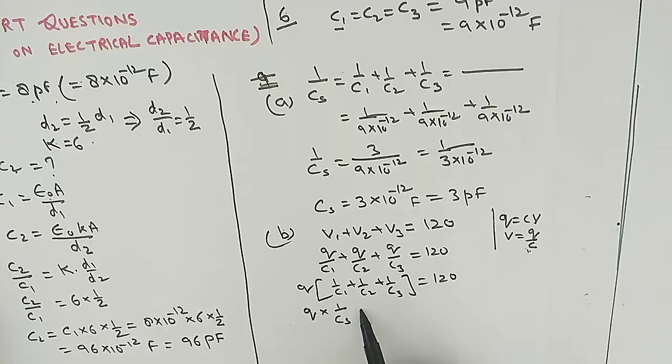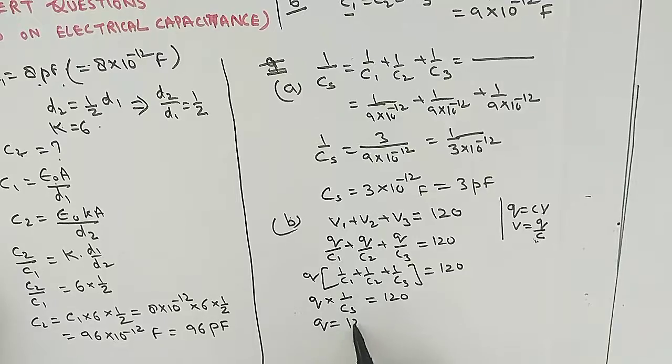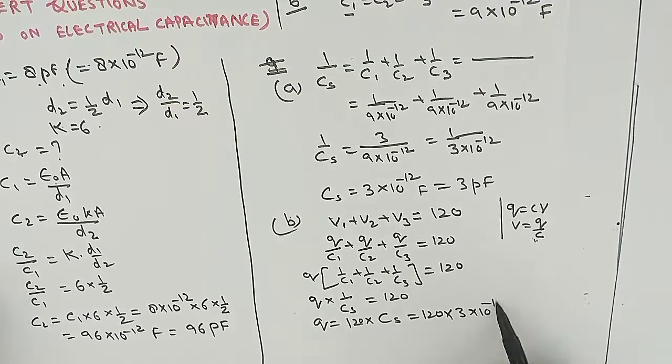Okay, in series Q is equal to 120 into the resultant capacitance in series. So 120 into CS, as we just found, is 3 picofarad, so 3 into 10 to power minus 12 farad. 12 3 ja 36, so it is 3.6 into 10 to power minus 10. So it is the charge, in coulomb. So this is the answer of the second part.